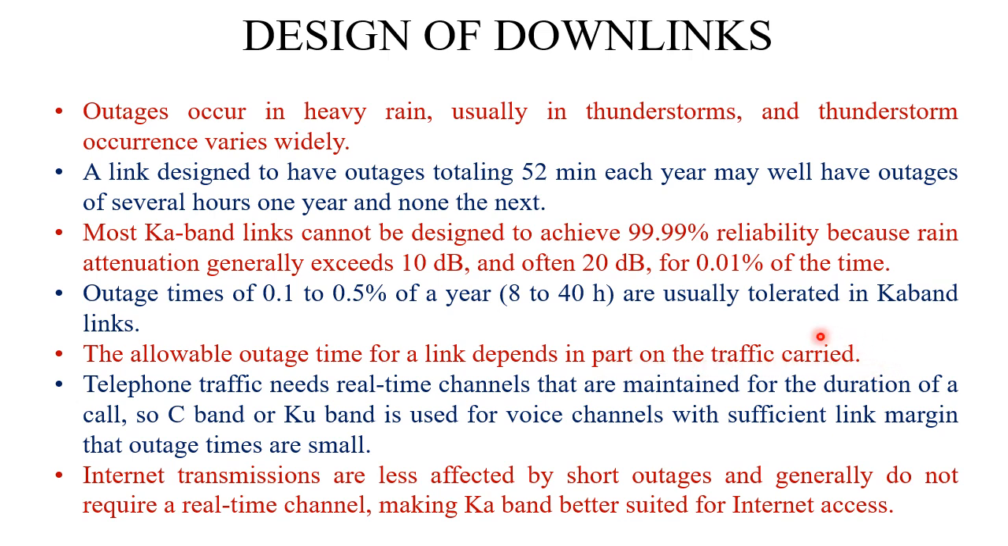on the traffic carried. Telephone traffic needs real-time channels that are maintained for the duration of a call. So C-band and Ku band are used for voice channels with sufficient link margin that outage times are small. Internet transmissions are less affected by short outages and generally do not require a real-time channel, making Ka band better suited for internet access. At the same time, Ka band has higher bandwidth, so internet access is easier in that particular band.